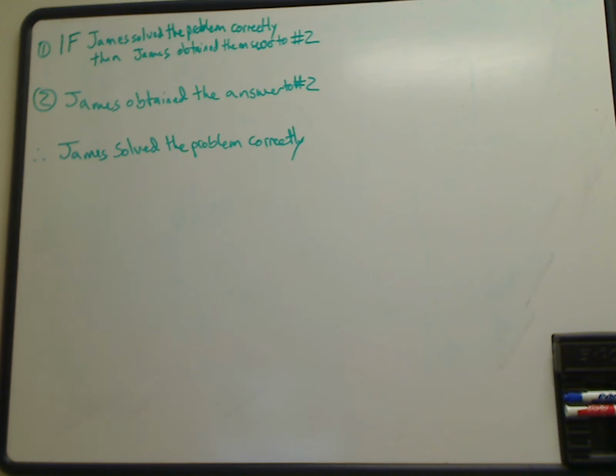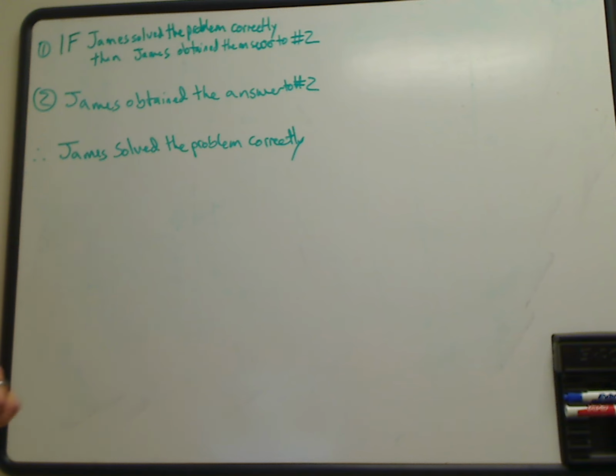In this video, we're going to analyze an English argument by translating it into symbolic form and then analyzing that symbolic form with the truth table. So the argument I have written up here: if James solved the problem correctly, then James obtained the answer to number 2. Our second premise is James obtained the answer to number 2. Our conclusion then is that James solved the problem correctly.